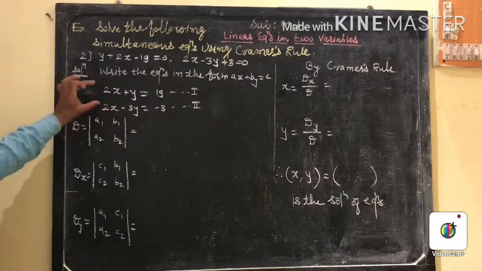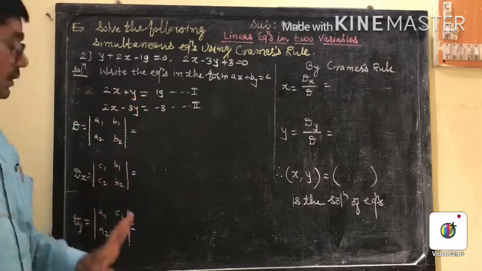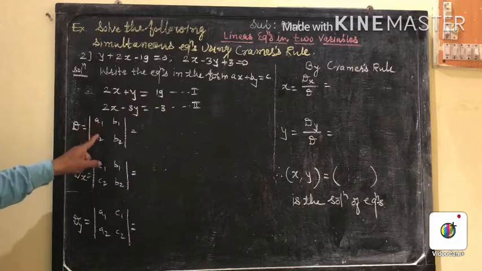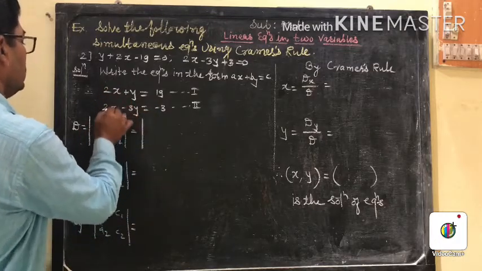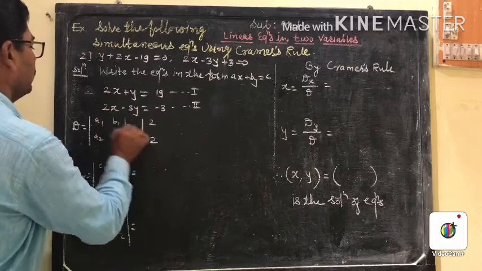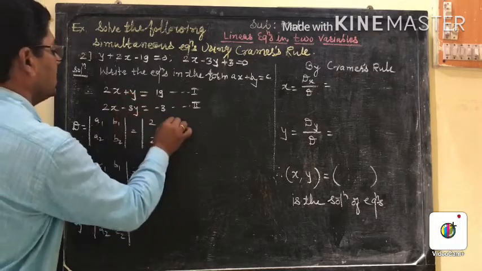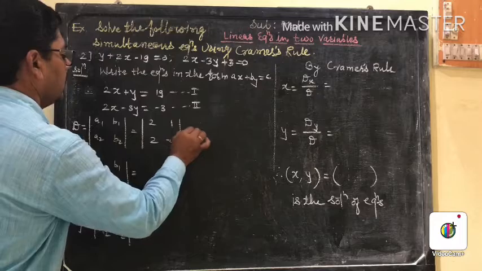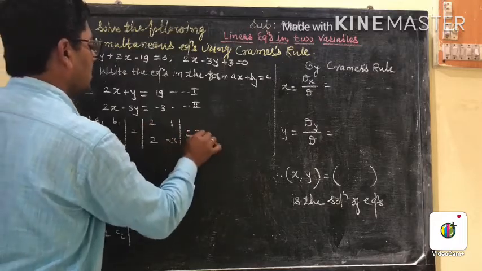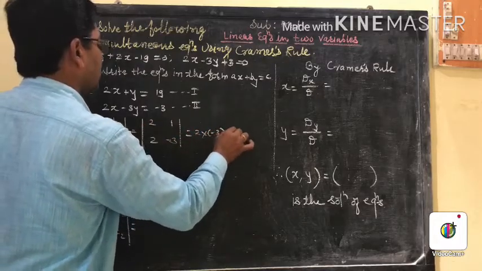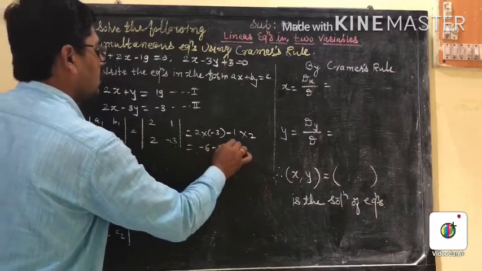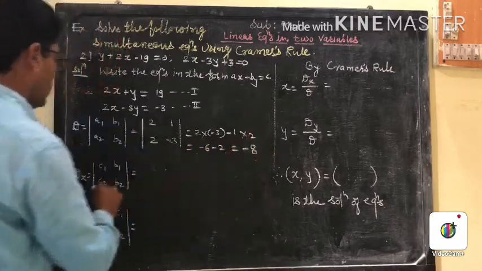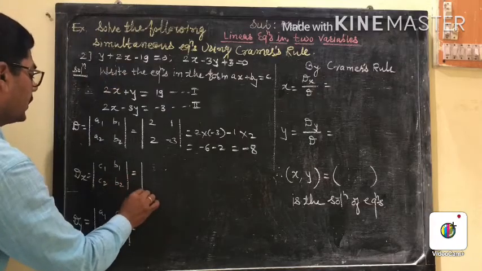Now first we have to find the value of determinant D. The determinant D is a1, a2, b1, b2. Now write down the value of a1, a2: 2, 2. b1, b2 is 1, minus 3. And the value is 2 into minus 3 minus 1 into 2, which is equal to minus 6 minus 2, which is equal to minus 8.